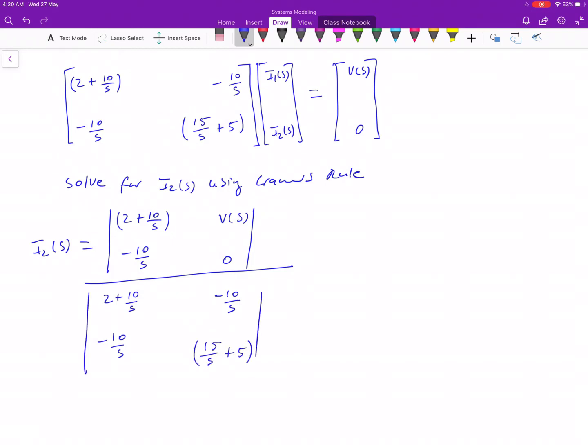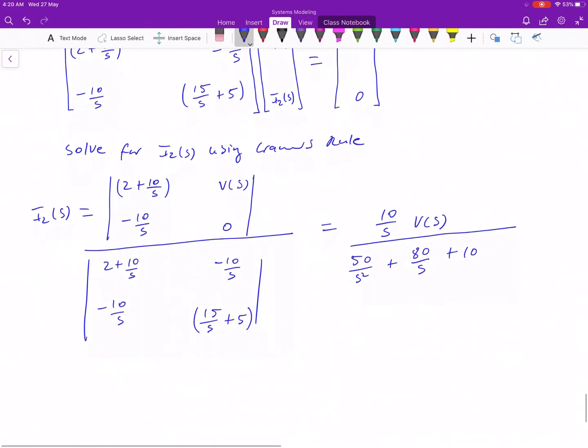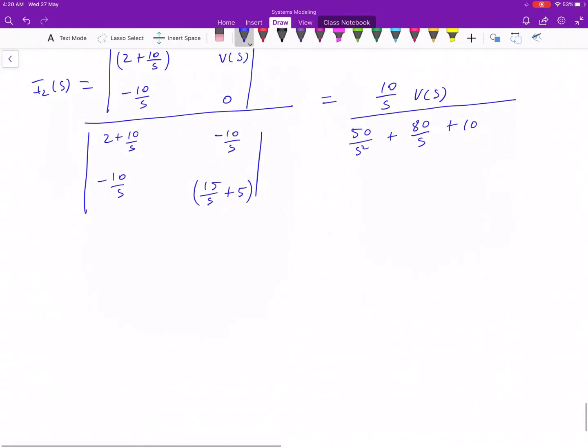So you take the determinant of that, and when you simplify that, you are going to have 10 over S times V of S over 50 over S squared plus 80 over S plus 10. I don't like working with fractions, so you need to get rid of them. Whenever you have fractions, just try and get rid of them. Simplify as much as you can.